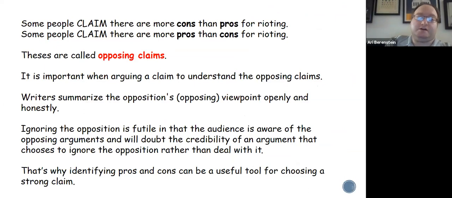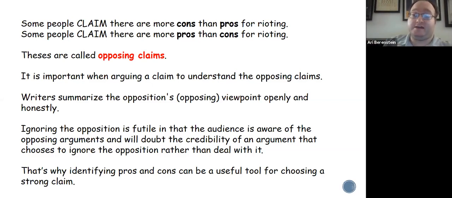All right, so again, when we talk about this, some people argue, take a side, that there are more cons than pros for rioting. Some people claim there are more pros than cons for rioting. Everything I've said before, I'm not advocating either position in my professional capacity as a teacher. I'm just telling you, we're looking at this because you are going to write your essay answering, are peaceful protests necessary for change? And these are things you can write about as you go through it. So the pros and the cons, these are called opposing claims.